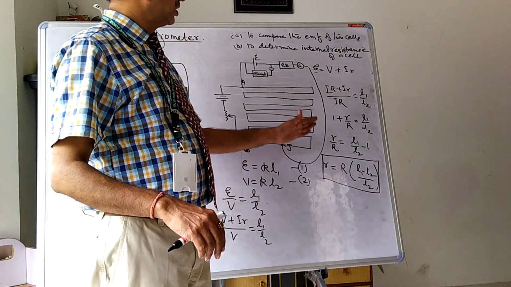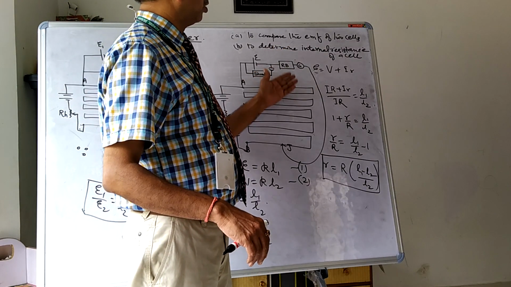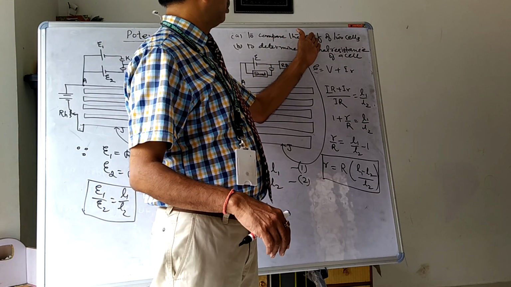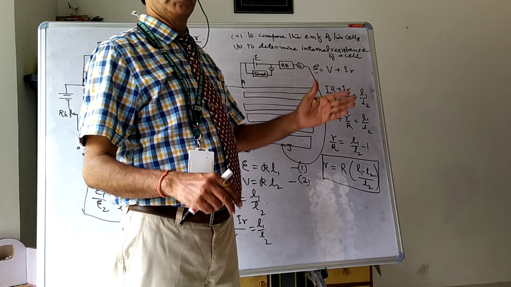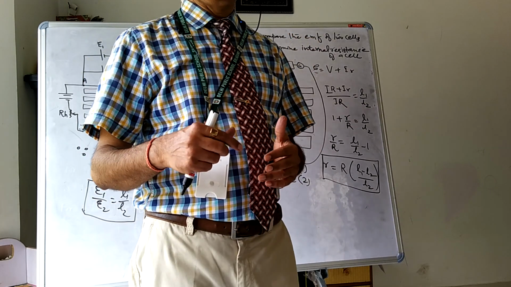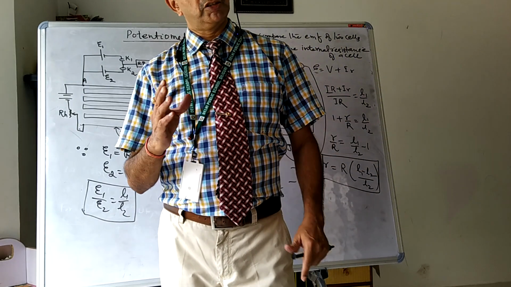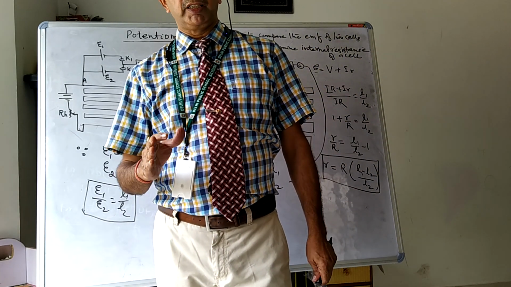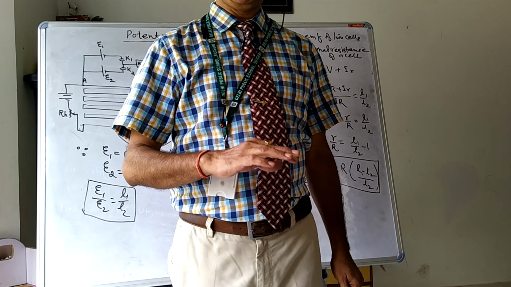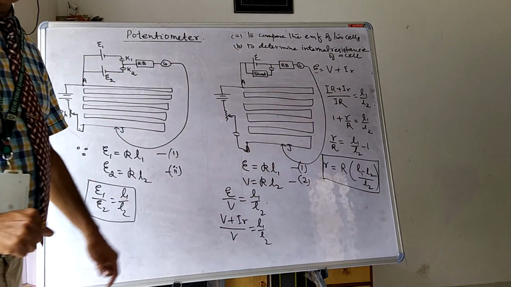Now if anybody asks why we use a potentiometer, not a voltmeter, to measure the EMF, it is because the voltmeter draws current, and hence we do not get the value of EMF, while the potentiometer does not draw any current at the balance point, and hence we use the potentiometer.